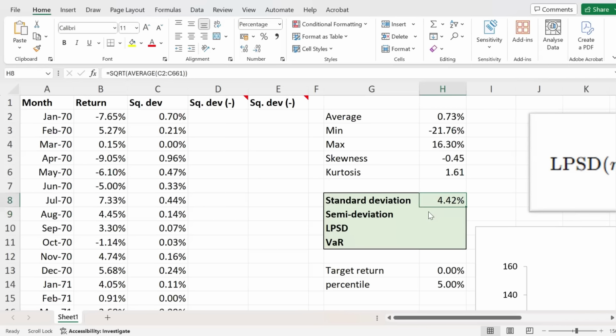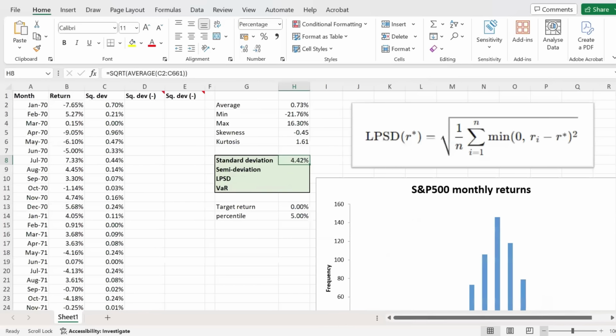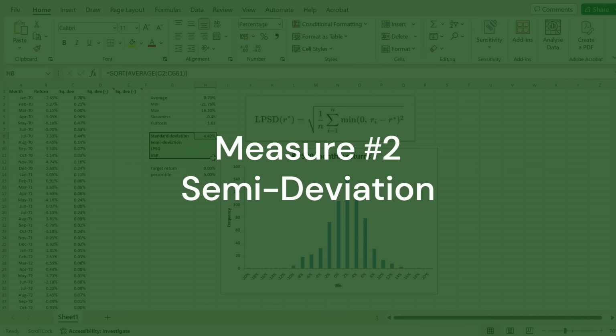So if you think about the standard deviation, the last thing to say about that is that it basically gives us an idea about the dispersion of the distribution. Okay, so I'm going to zoom out a bit, a nice histogram here of the monthly returns. So this 4.42% basically captures the dispersion of these returns. Now, let's move on to our first measure of downside risk, which is semi-deviation.